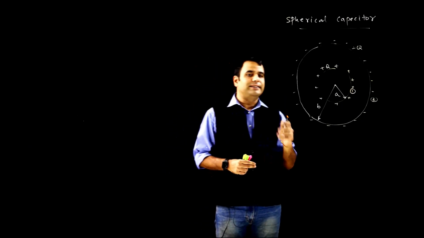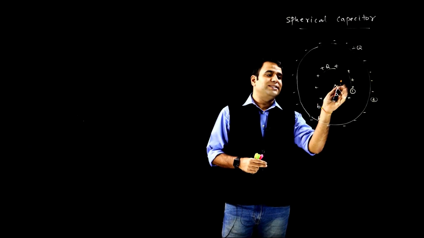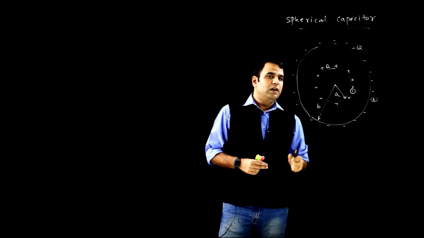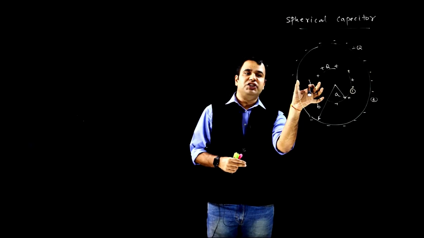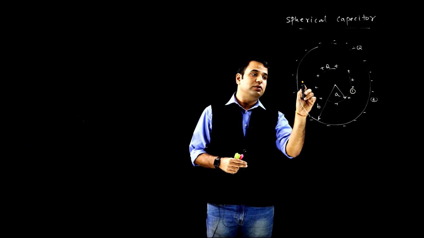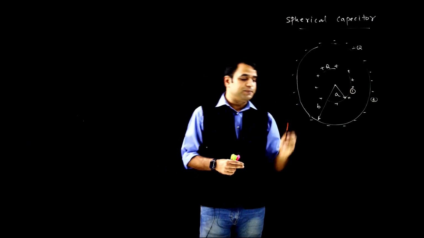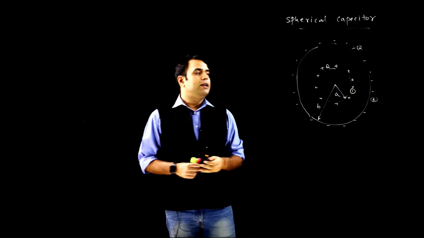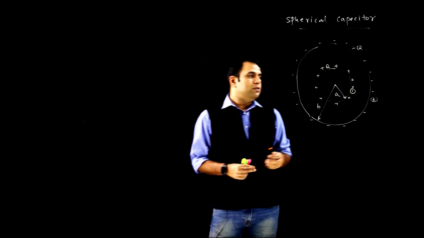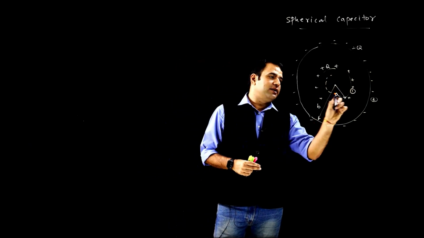So there are three basic regions. Region 1 is inside the inner shell. Region 2 is between the inner shell and the outer shell. And region 3 is outside the complete outer shell. So this is your region 3. Okay, so let's go for a quick study.